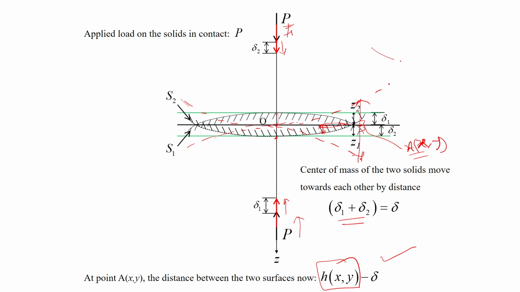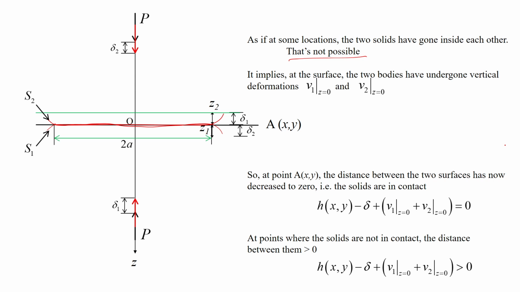So, the S2 surface is over here and the load has been applied. Therefore, this has become something like this. That means at these points, this has undergone the vertical deformation V2, let us say, at z equal to 0. Similarly, this is the S1 surface, and it has become something like this. They have undergone the vertical deformation V1 at z equal to 0. As a result, this finite contact radius has formed.